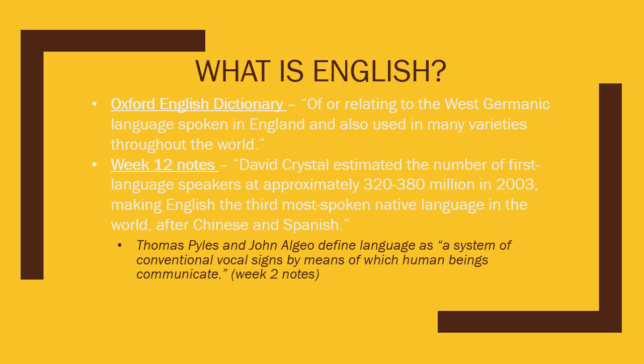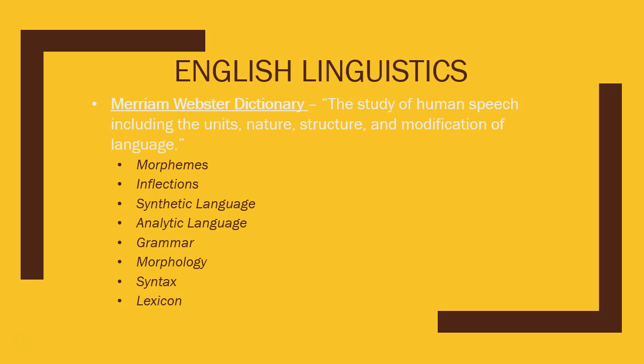So, what makes a language a language? In week 2, we read that Thomas Pyles and John Algeo defined language as a system of conventional vocal signs by means of which human beings communicate. You may ask yourself, well, what makes up those conventional vocal signs? We call them linguistics. What are linguistics?